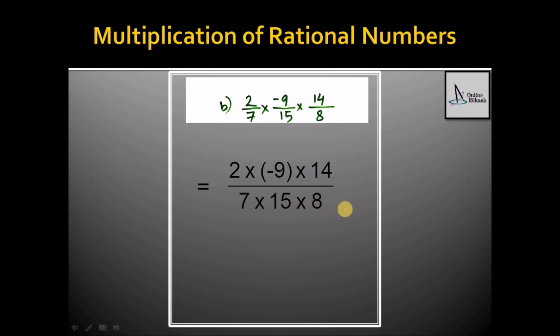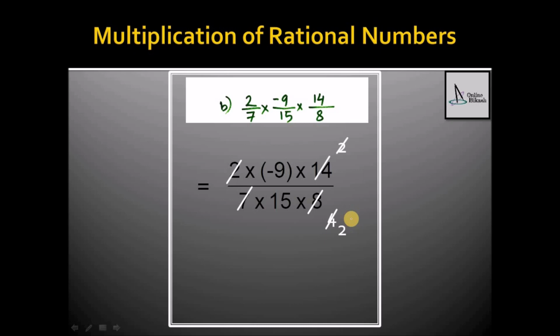Now which 2 will we cancel with the 8? Because we know 2 4s are 8. And 7 2s are 14. Now you see 2 and 4, we can cancel them, this 2 and this 4, because 2 2s are 4.